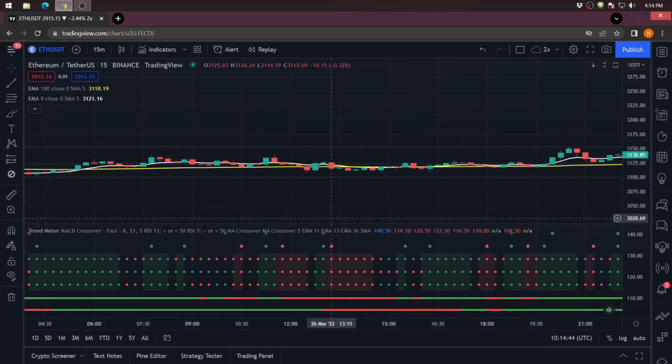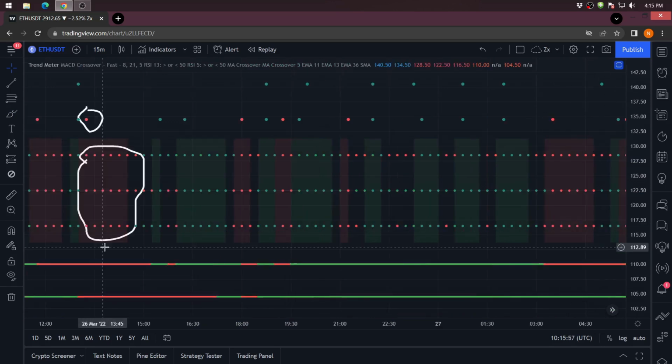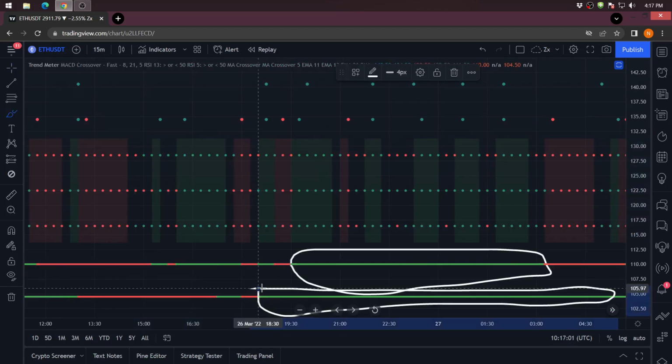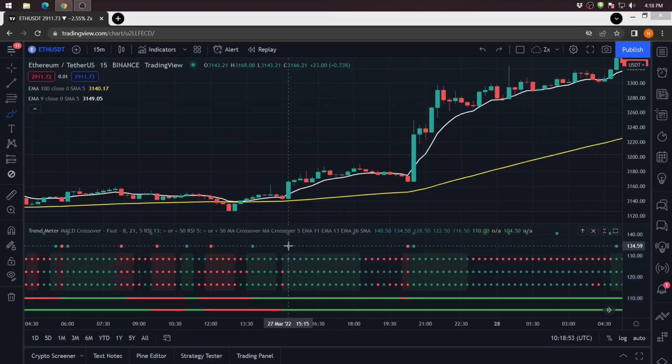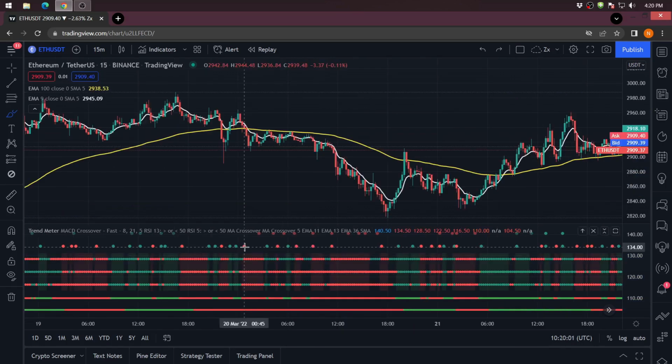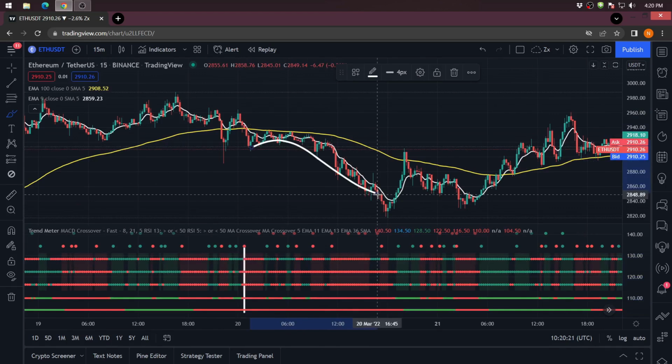So let's introduce the Ten Meter momentum. The Ten Meter indicator has four parts: red dots, green dots, red lines and green lines. If in the same column all the green dots and all the green lines match, that means a strong buy signal is going to happen. And if in the same column all the red dots and all the red lines match, that means a strong sell signal is going to happen.